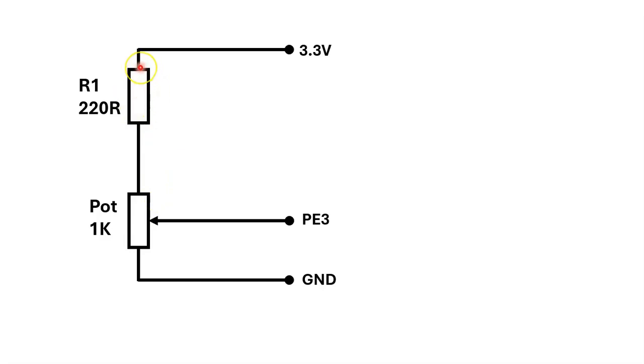All right, so one end of the 220 ohm resistor is connected to 3.3 volts. As mentioned, this is the reference voltage. And the other end of the resistor is connected to the 1K potentiometer. And the middle pin, or terminal, of the potentiometer is connected to PE3 of the LaunchPad board. The 3.3 volts, by the way, is also from the LaunchPad board, and the other end of the potentiometer is connected to ground of the LaunchPad board.